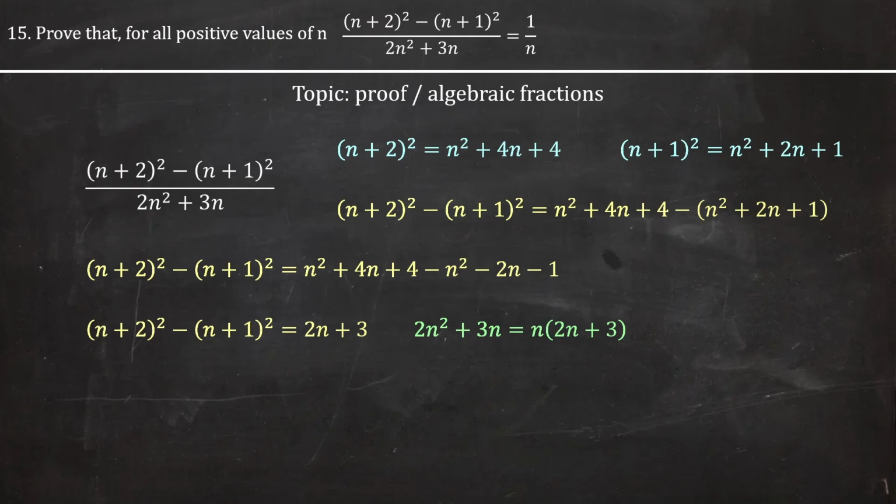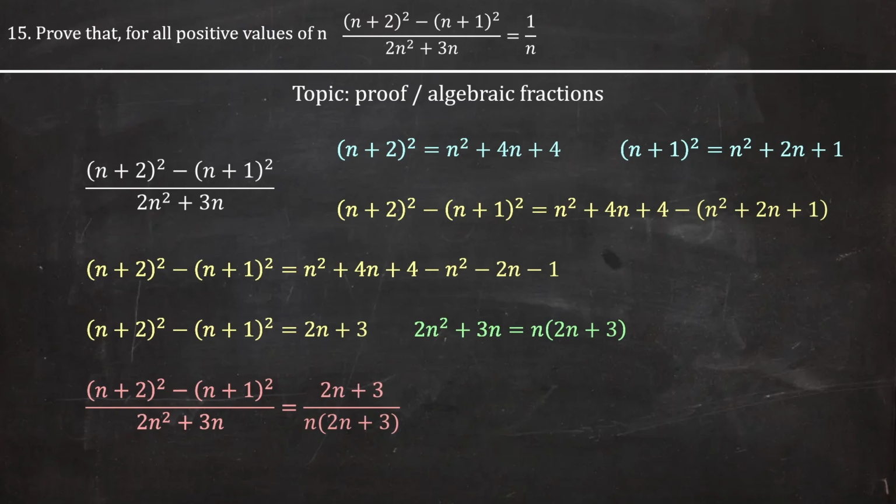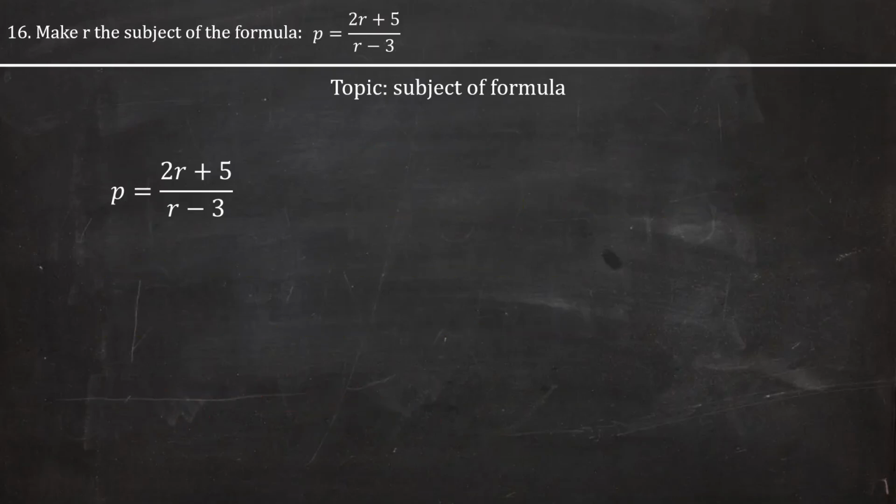Now that I have everything worked out, I can put it back into my original question. So n plus 2 squared minus n plus 1 squared over 2n squared plus 3n is equal to, the numerator is going to be 2n plus 3, the denominator is n bracket 2n plus 3. As you probably can see now, I can do some simplifying, so cancel out the 2n plus 3 top and bottom, and I get 1 over n, which is what the question asked me to do.